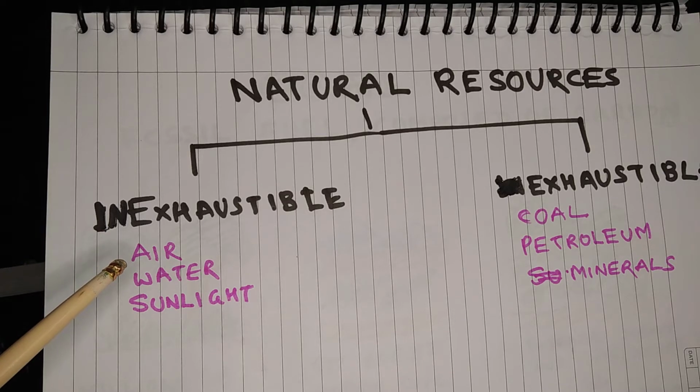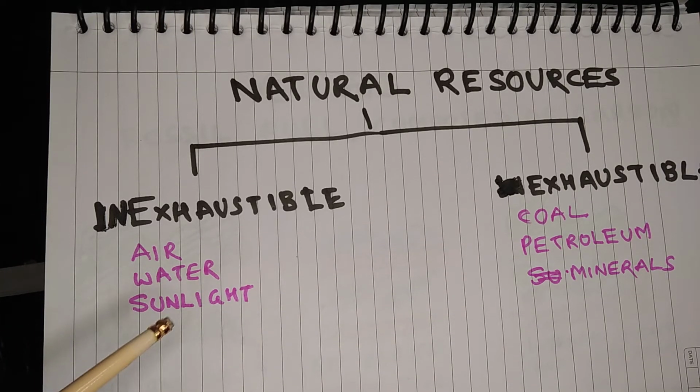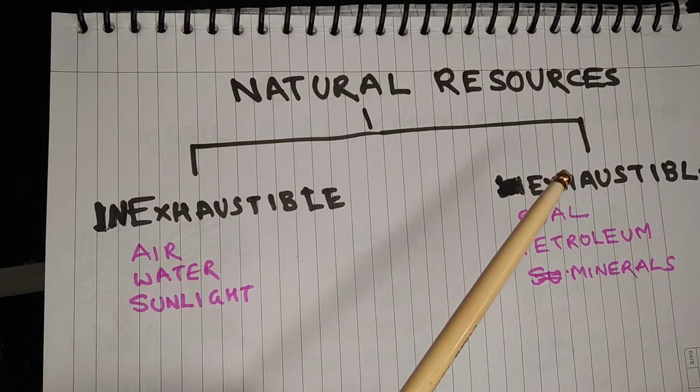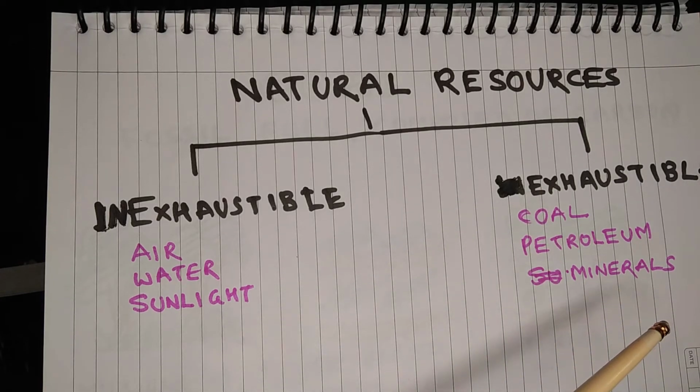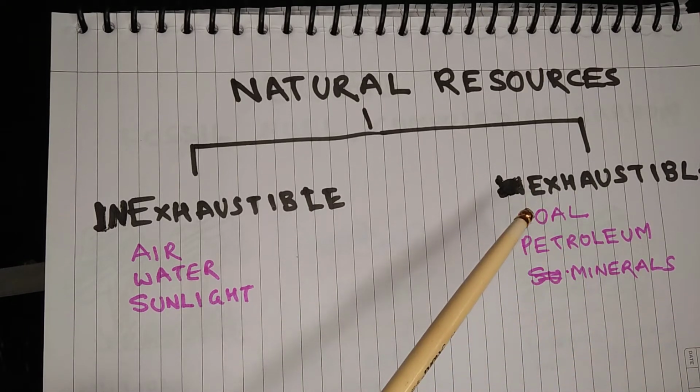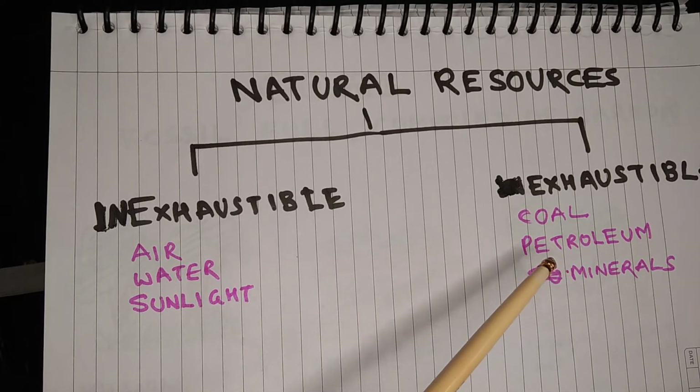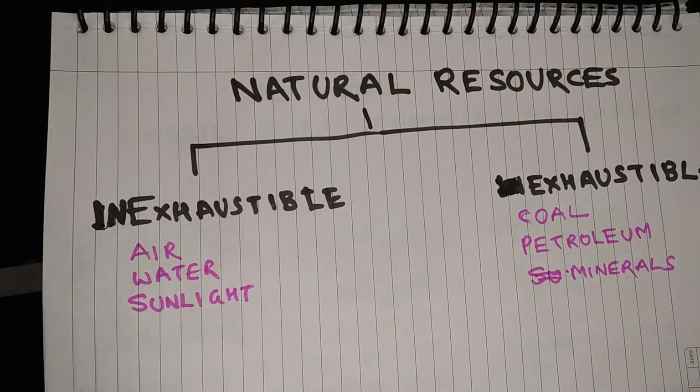Resources which are in unlimited quantities so that they cannot get exhausted are called inexhaustible resources. For example, air, water and sunlight. Then there are resources which are in limited quantities and they will get exhausted in foreseeable future. These are called exhaustible resources. For example, coal, petroleum and minerals.